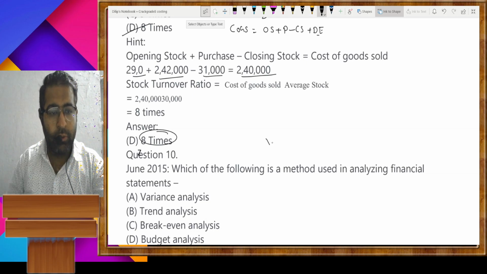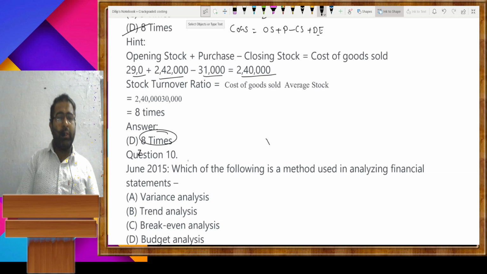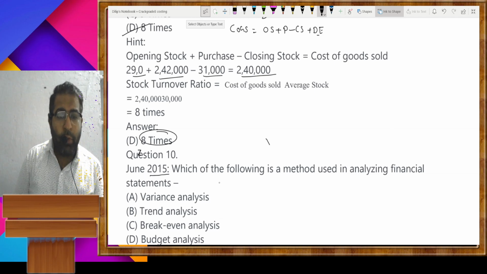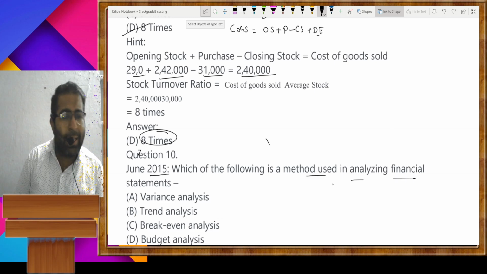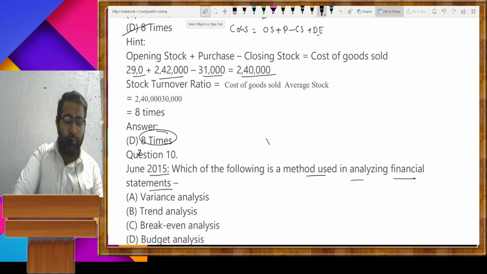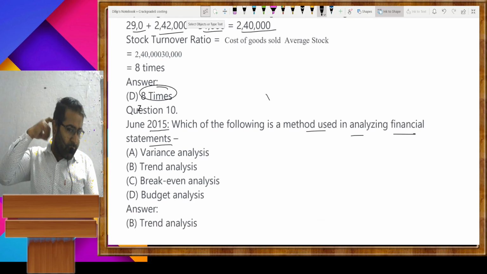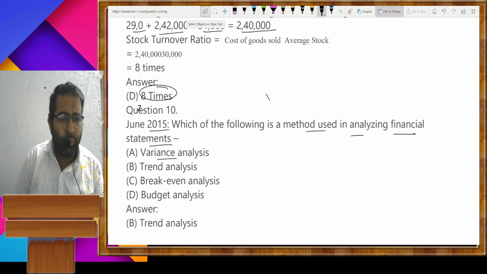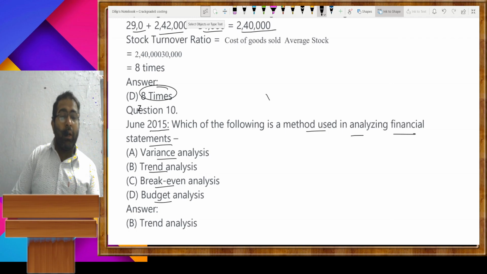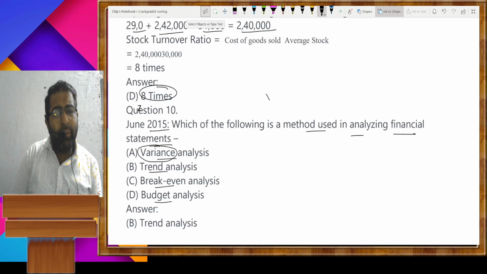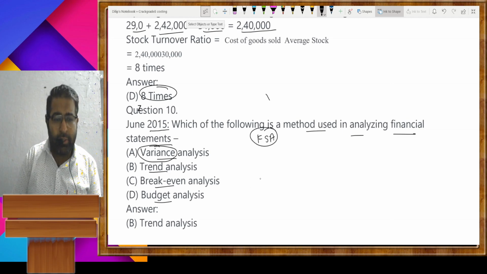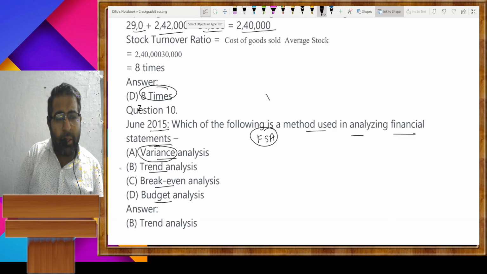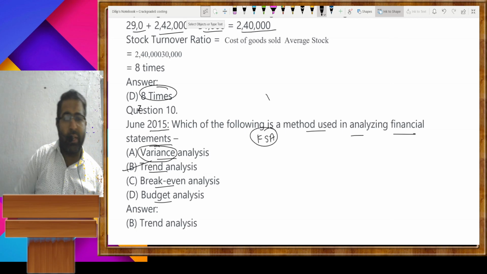Listen now. June 2015, which of the methods is used in analyzing financial statement? Vertical analysis, trend analysis, break even analysis, budget analysis, variance analysis. When we discussed financial statement analysis, there are methods. In this, only one method is given here, trend analysis. So answer is trend analysis.